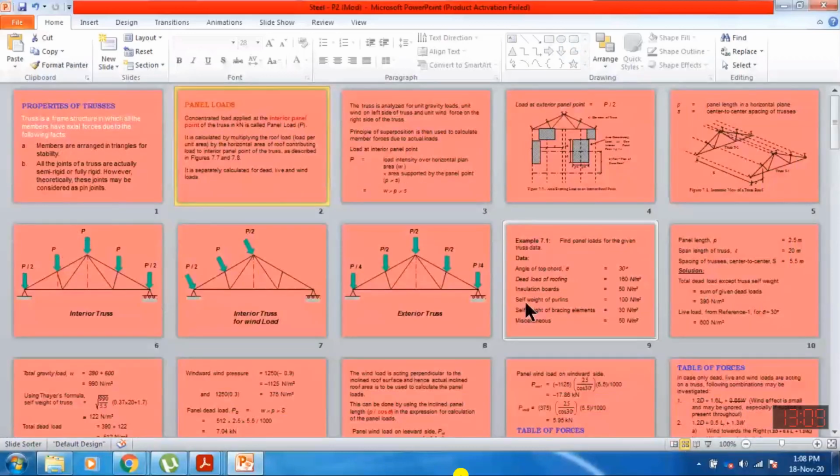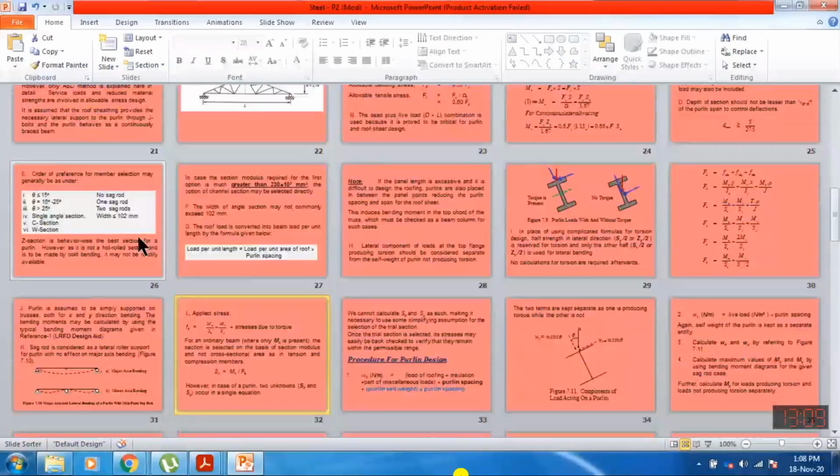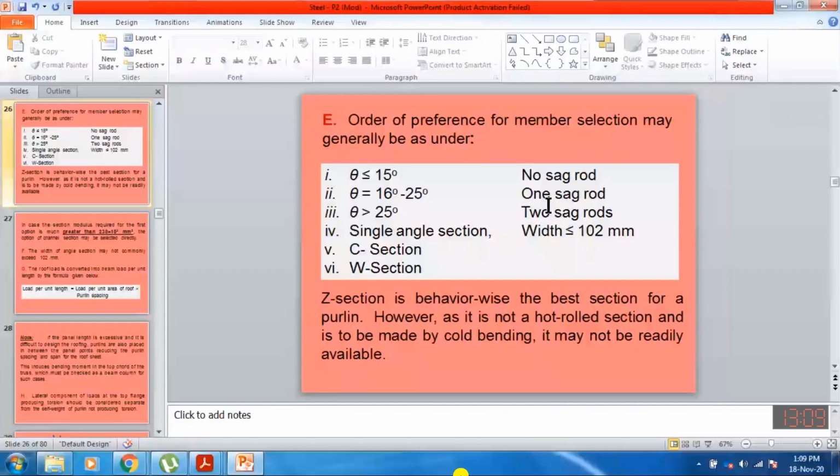So the number of sag rods that we need to use in our purlin design depends upon the inclination of the top chord or inclination of our truss. If the inclination is less than 15 degrees, we design the purlin without any sag rod. If the inclination is between 16 to 25 degrees, we start the design by considering one sag rod. And if the inclination of the top chord of the truss is more than 25 degrees, we always start the design by assuming two sag rods.